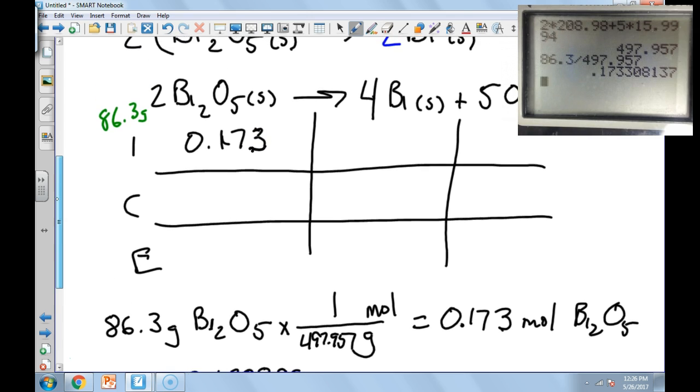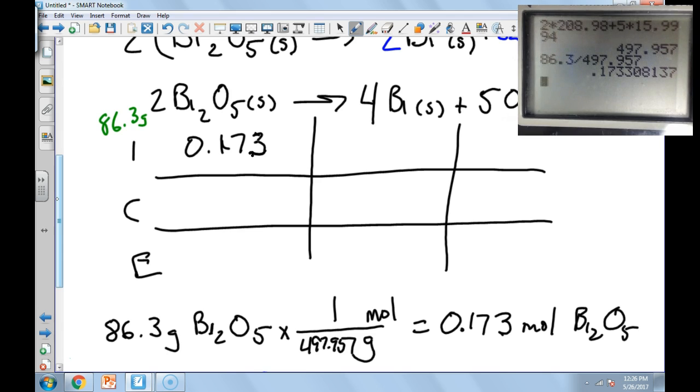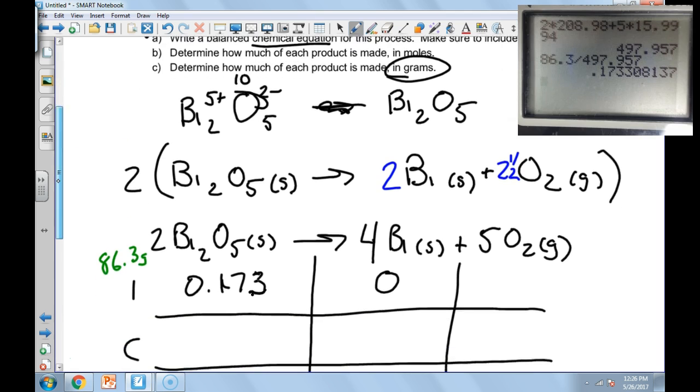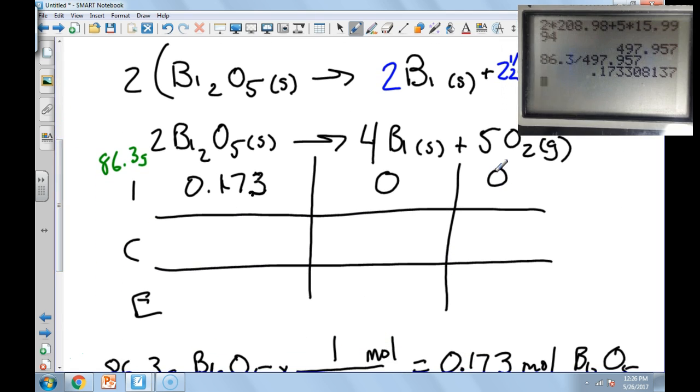And now we can fill in some of the other boxes on the ICE chart. How much bismuth do we have to start with? Well, we don't have any, because it doesn't tell us that we have any to start with. Okay, we have oxygen. We don't have any oxygen to start with either. And then the other thing that we can do is we know that this is going to continue to react until it's all gone. So we're going to go down to 0 here. So that means this must be minus 0.173 moles.